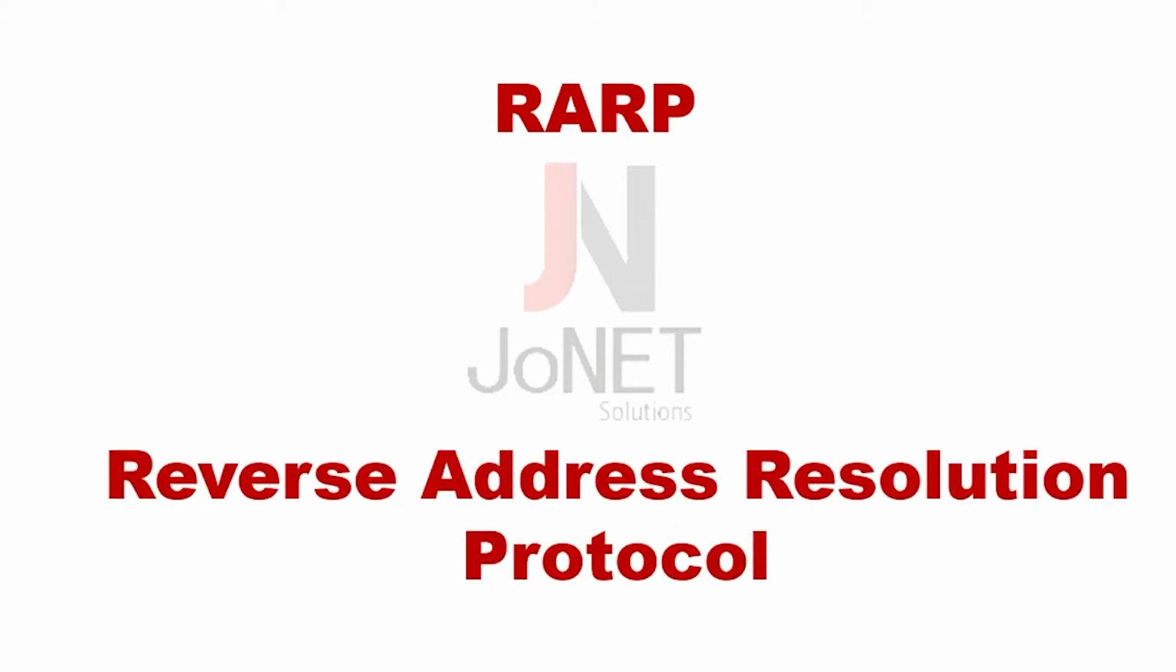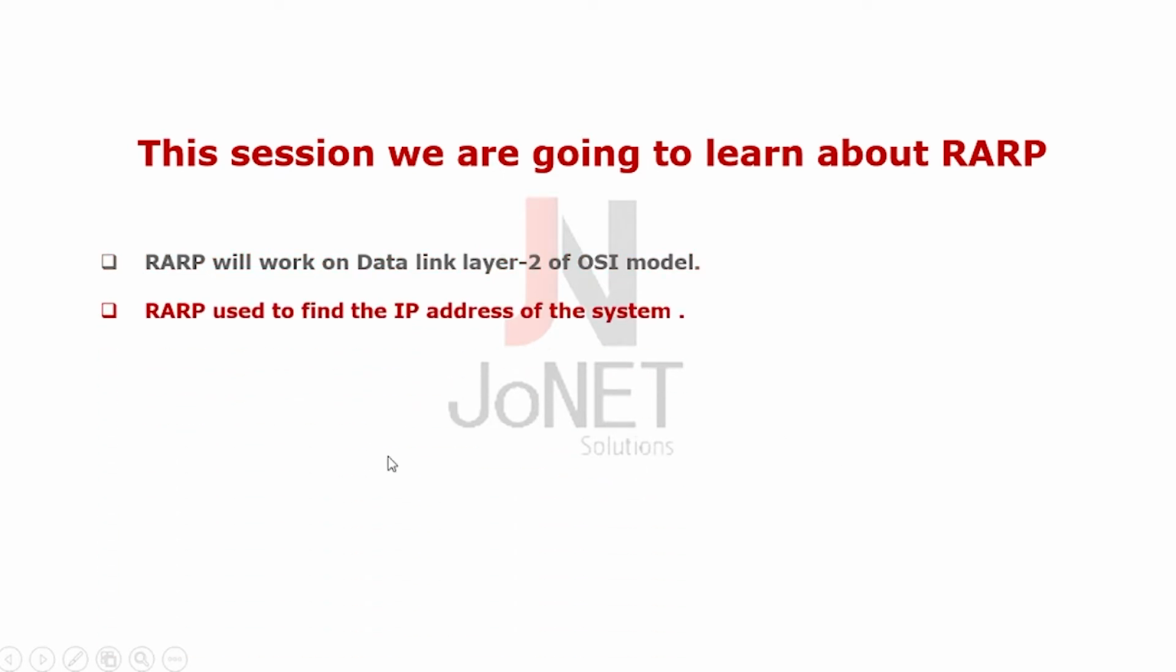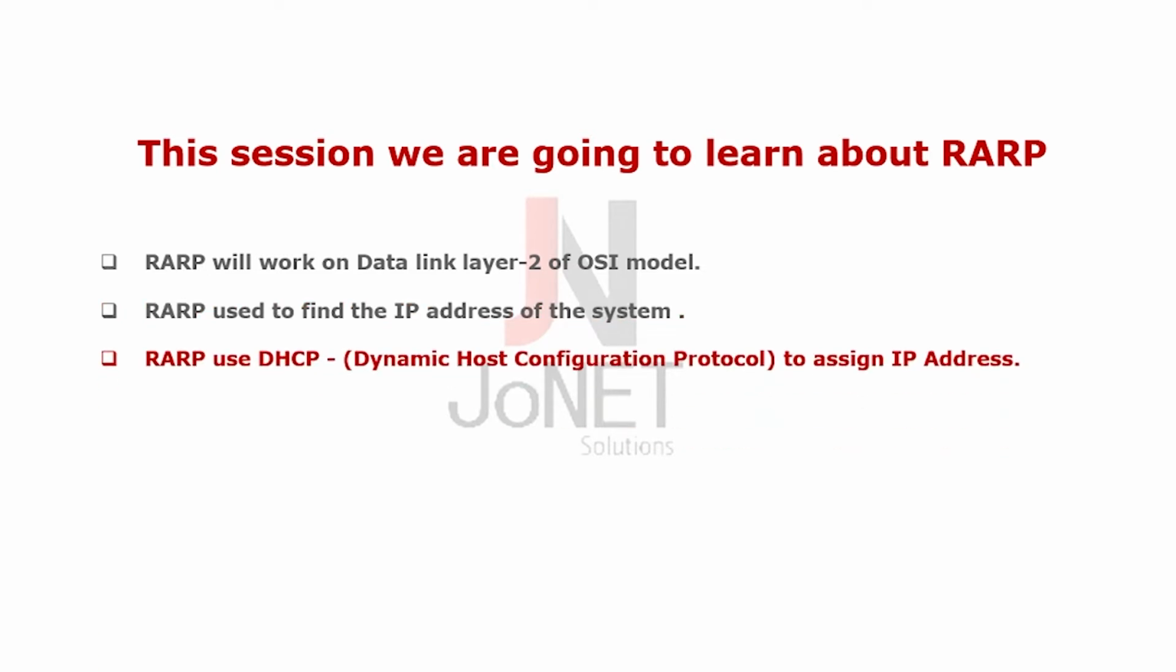So today we are going to see RARP, that is reverse ARP, reverse address resolution protocol. So in this session we are going to learn about the reverse ARP. Reverse ARP works on the data link layer of the OSI reference model, that is layer 2. ARP is used to find the IP address of the system. RARP uses DHCP, that is Dynamic Host Configuration Protocol, to assign the IP address for the devices. RARP uses its own layer 2 MAC address to find the layer 3 IP address.